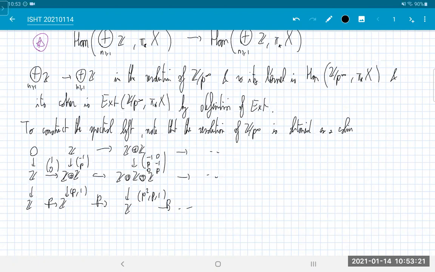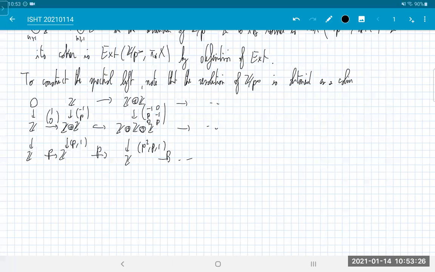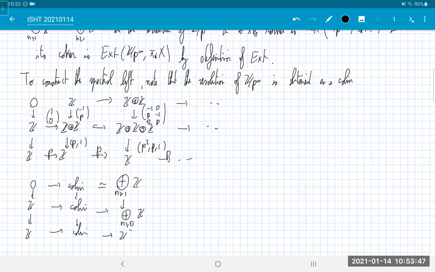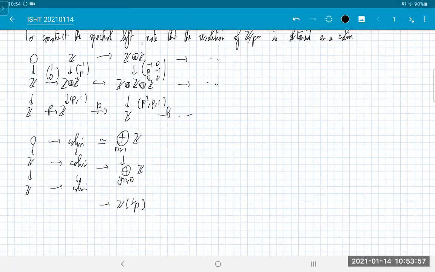And what I mean here is that if you take the colimit of this diagram, you get the sum for n greater or equal than 1 of Z going to the sum for n greater or equal than 0 of Z, going to Z[1/p]. And these are still resolutions. This is the standard projective resolution. If you take the cokernel of this map, you get the resolution I promised you.